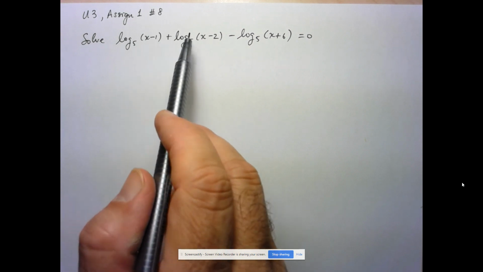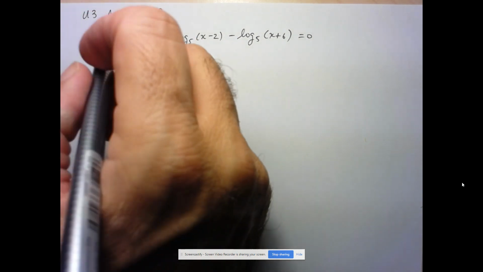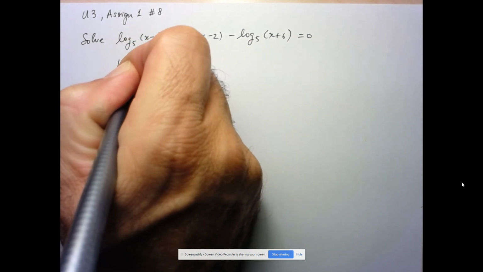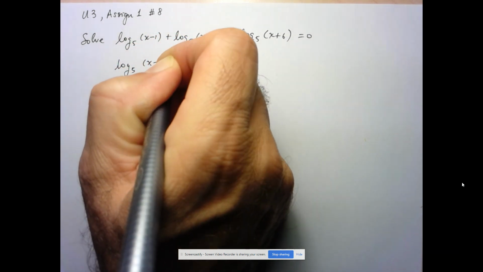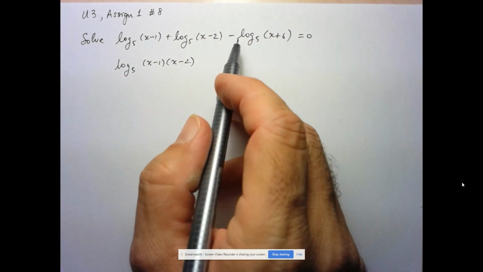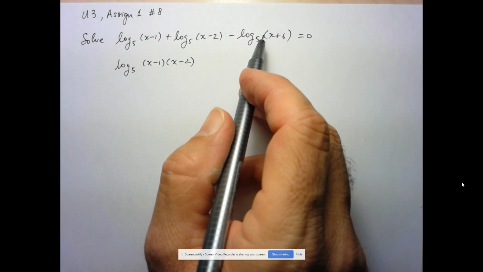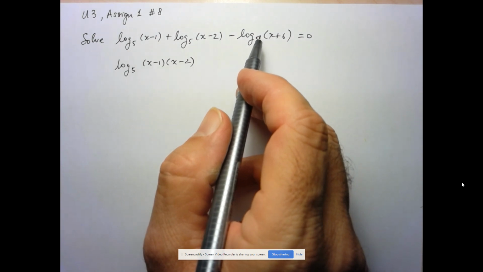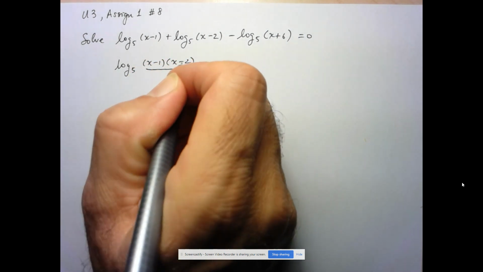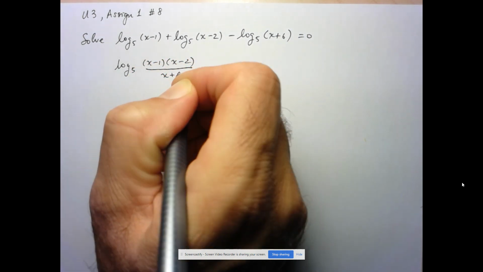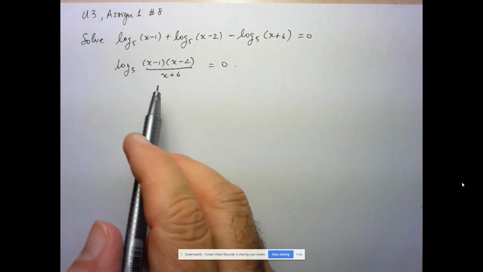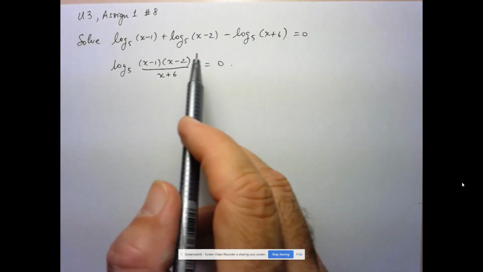So I've got the sum of two logarithms, which of course is equal to the logarithm of the product of the inputs. So this is the same as log base 5 of (x minus 1)(x minus 2). And then this logarithm minus the next one, I can use the second law of logarithms. That's equal to the log of the quotient of the inputs. So I'm going to do that all in one step. So all of that is divided by x plus 6. And then I've got 0. And this is where I want to get to, which is a single logarithmic expression equal to some number.